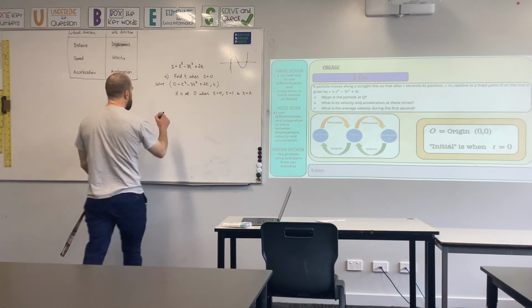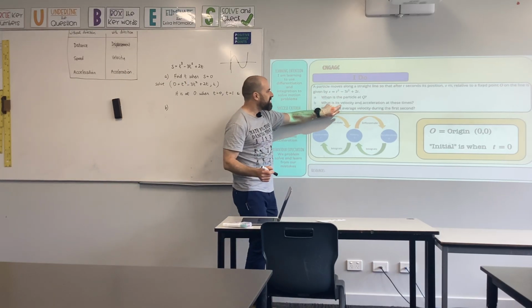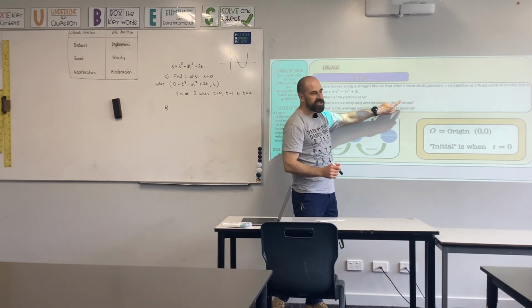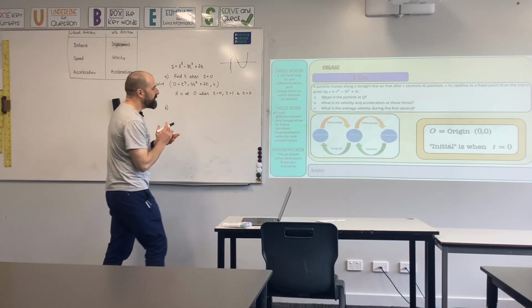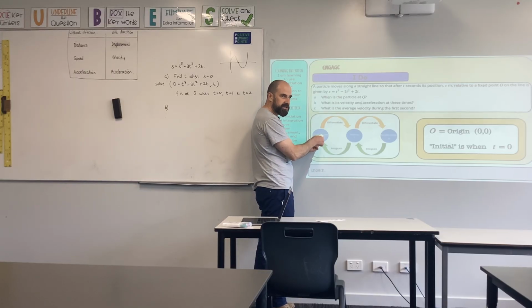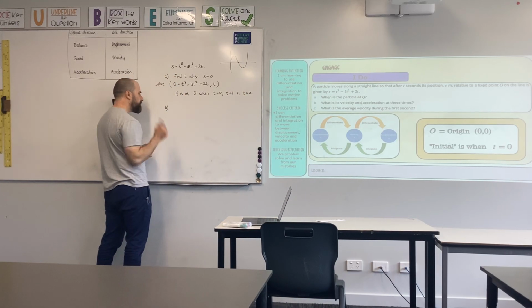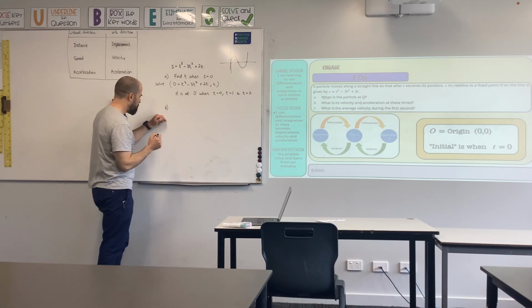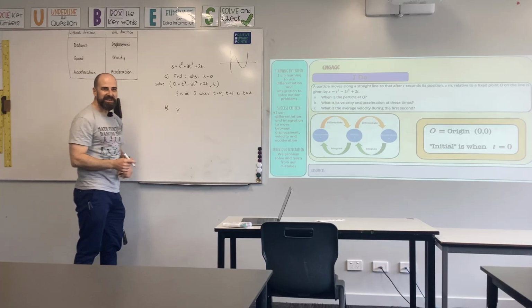Part B. What is its velocity and acceleration at these times? Okay, how do I find the velocity when my formula is for the displacement? Differentiate. All right, so let's find the velocity. So we're going to call this S. What do you think I might use for V? Oh, I told you the answer. What do you think I might use for velocity?